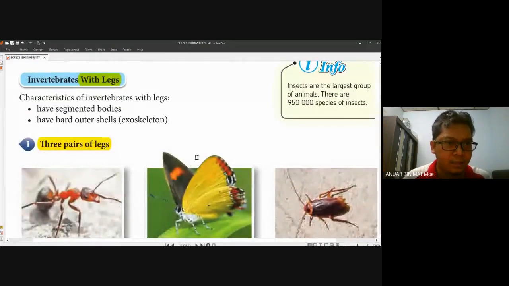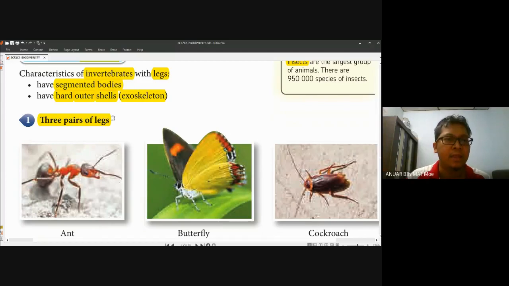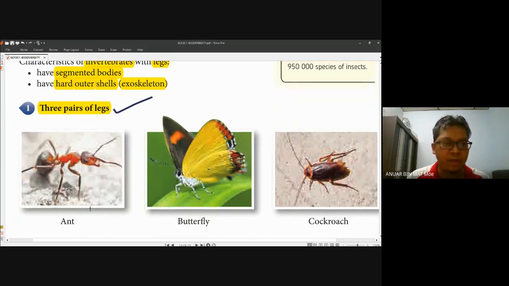Invertebrate with leg. What is the characteristic of invertebrate with leg? They have segmented bodies and then have hard outer shells. We call it exoskeleton. Okay, and then usually this is in the insect group, insects. Okay, invertebrate with leg. Number one, what is the characteristic you observe? 3 pair of leg, for example, of organism: ant, butterfly, and cockroach. How many legs? 3 pairs, meaning that it has about 6 legs altogether.